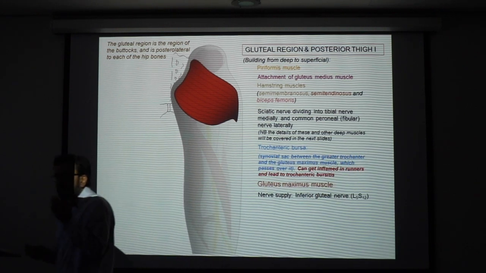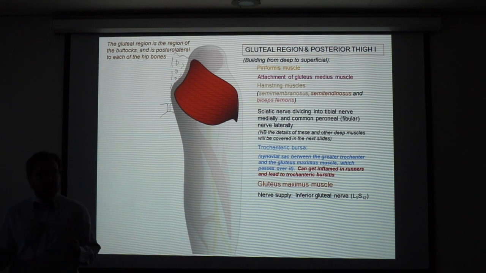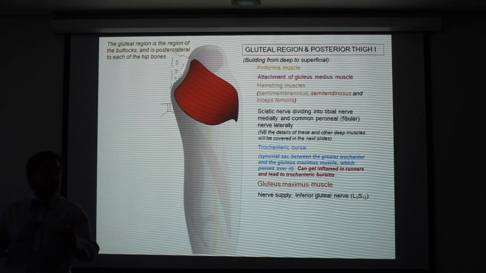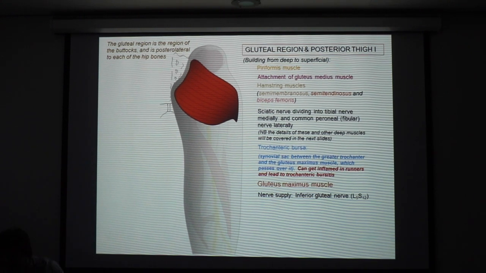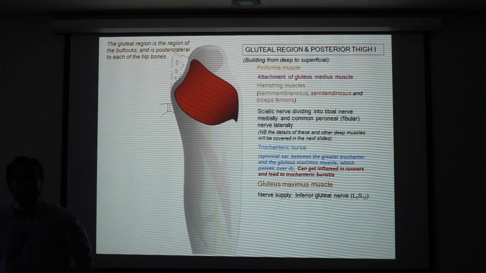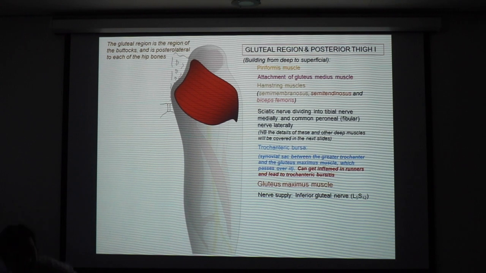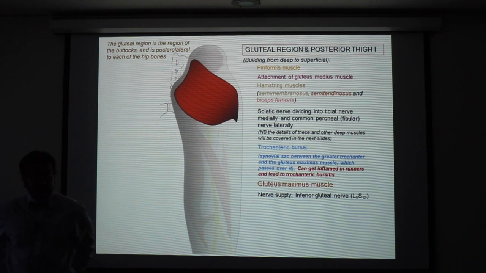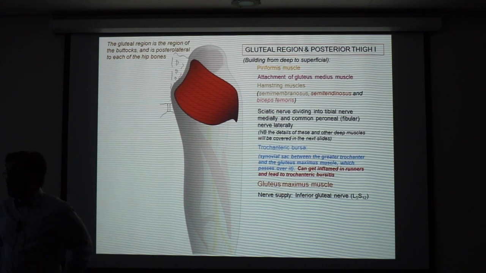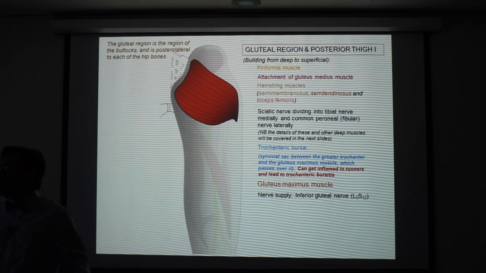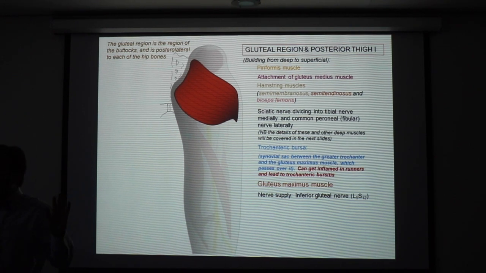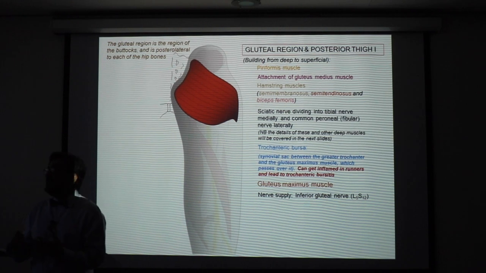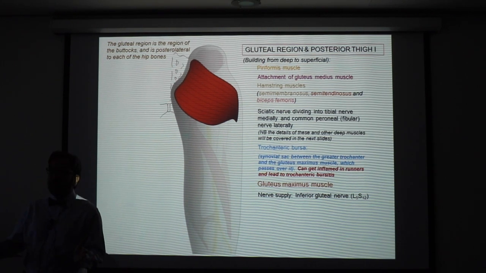Gluteus maximus mainly is the extensor of the hip, but it acts only in the extreme movements. For example, when you are sitting down and standing up, you can feel your gluteus maximus contracting. When you are running, the extension of the hip is done by gluteus maximus. But when you are walking slowly, gluteus maximus is not the muscle which is contracting. In normal walking, the extension of the hip is done by hamstring muscles.